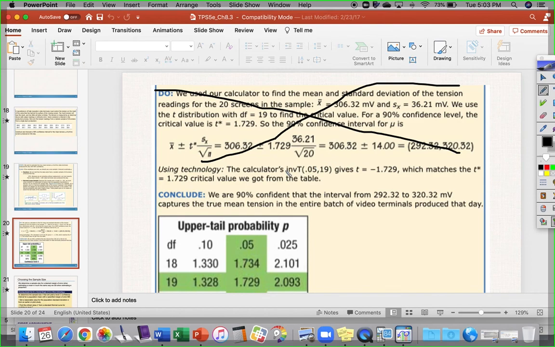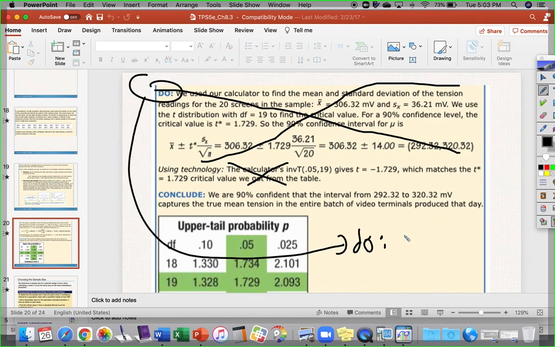But you can use the calculator. Okay? You can use the calculator. Do you even need t star? No, you don't need t star. You would use the calculator t interval. So your do step, which would be before conclude, would just look like this. df equals 19. Why? 20 samples minus 1 is 19.